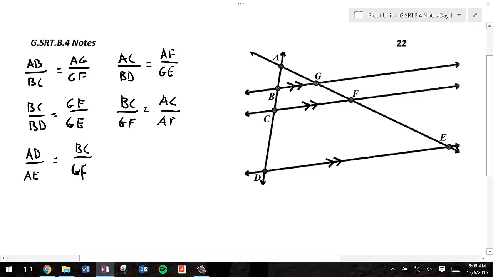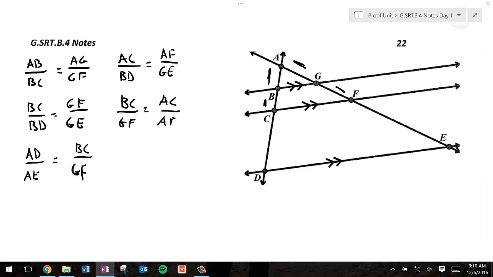And there are other combinations you could have. You can have them written differently. There are so many of them. But the idea is that, for instance, AB over BC is congruent to AG over GF, meaning those pieces are proportional based on the side-splitter theorem.